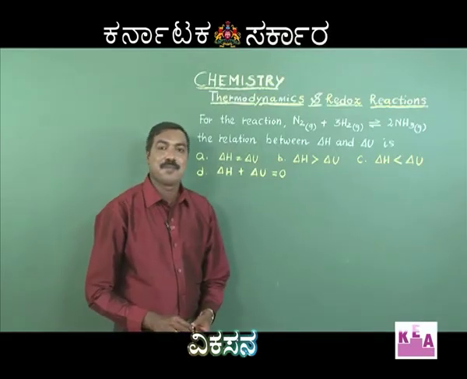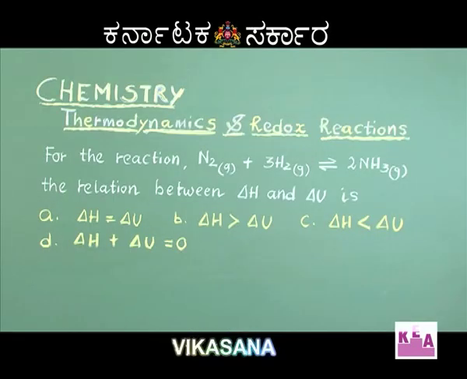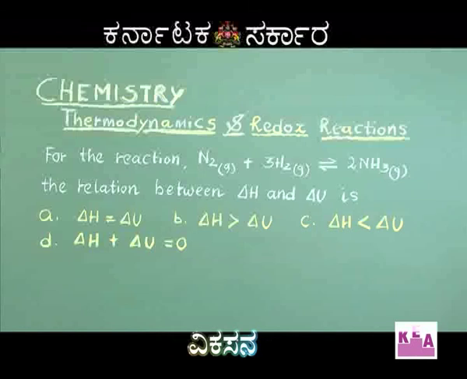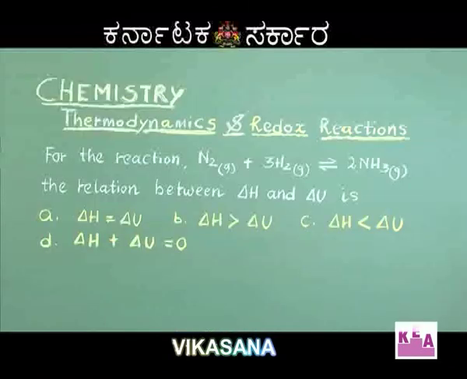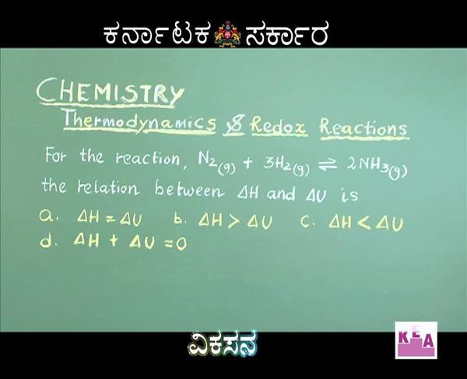Our next question. For the reaction N2 plus 3H2 giving 2NH3, all are in the gaseous state, the relation between delta H and delta U, that is the relation between enthalpy and internal energy, is option A, enthalpy change is equal to internal energy change, that is delta H is equal to delta U. Option B, delta H greater than delta U. Option C, delta H less than delta U. Option D, delta H plus delta U is equal to 0.